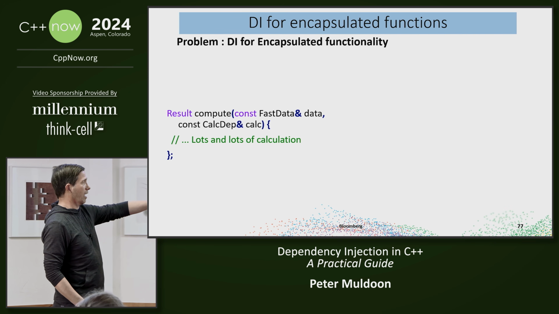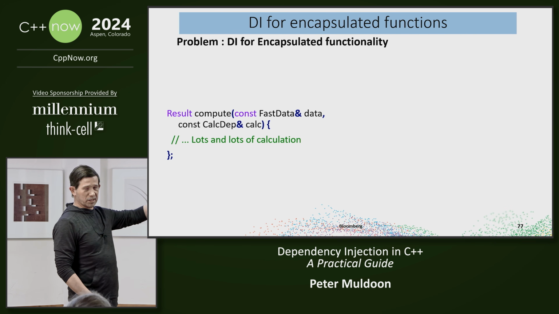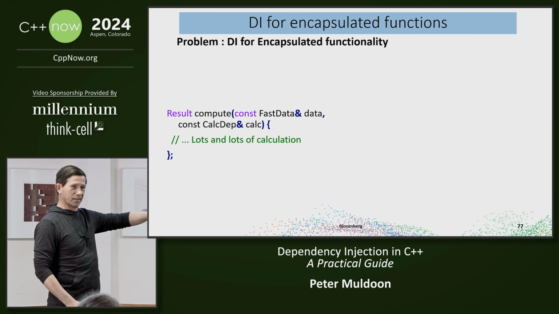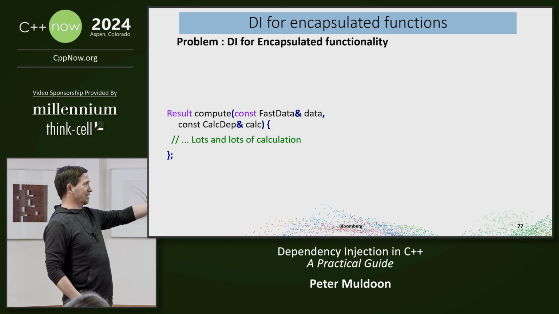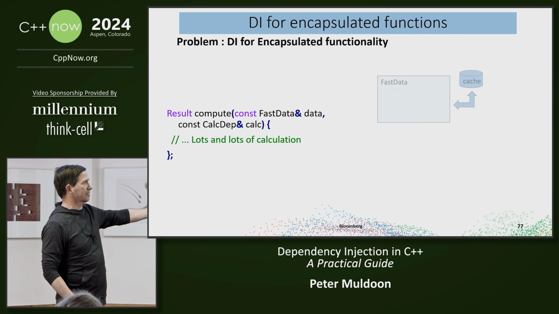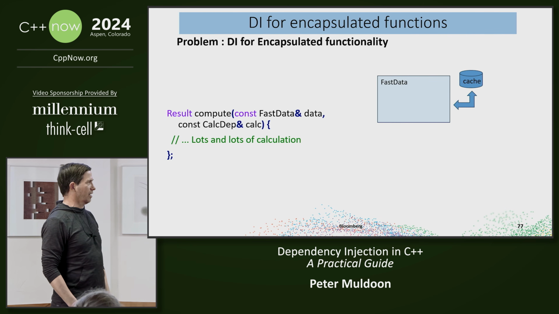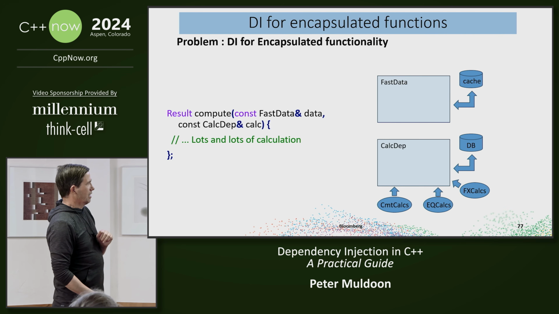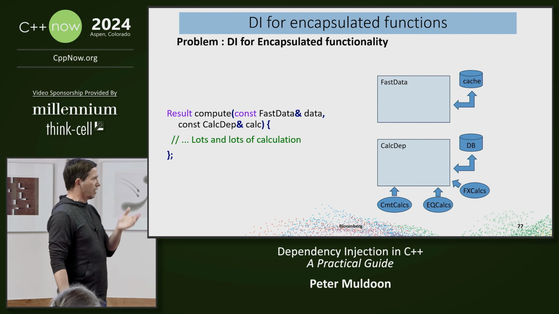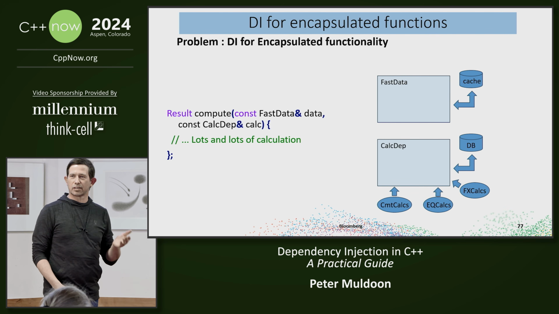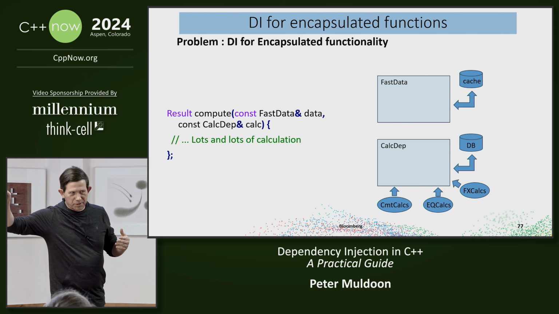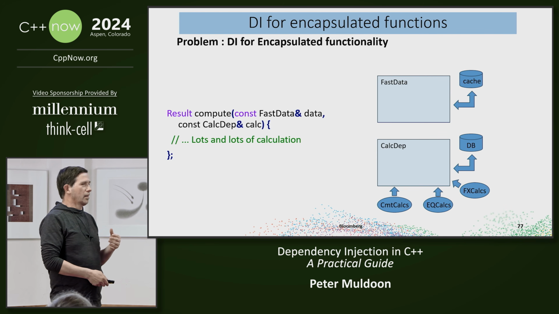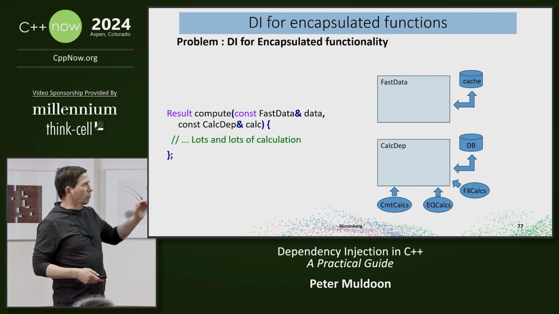All right, so here I have something, right, and by the way, this again is based on real world experience. I have this thing called fast data and a calc dep coming in, and fast data reaches into a cache and has all these external dependencies, and the calc dep reaches into a database to figure out which of the calculations I should do and pulls down some of the factoring quotients that are needed. And they're all very complicated.